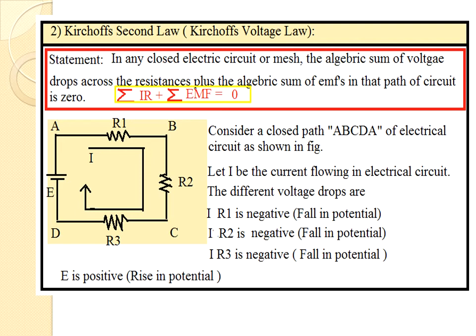Similarly, from B to C, again loop direction and current direction both are the same. Current is also flowing from B to C. Loop we are moving from B to C. Hence, both directions are the same. Again, fall in potential. Number 3, in CD part, again I is the current flowing, R3 is the resistance. Both loop direction and current direction are the same. Hence, again there is a fall in potential.